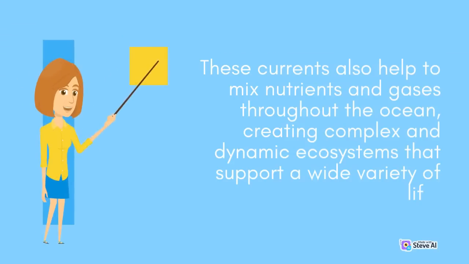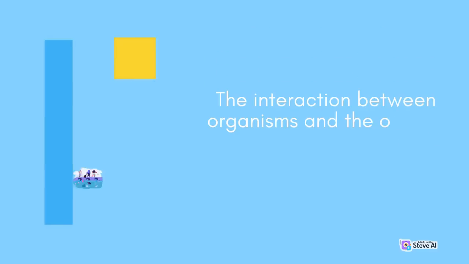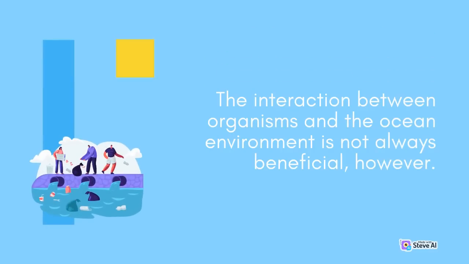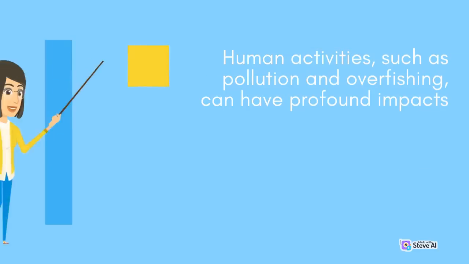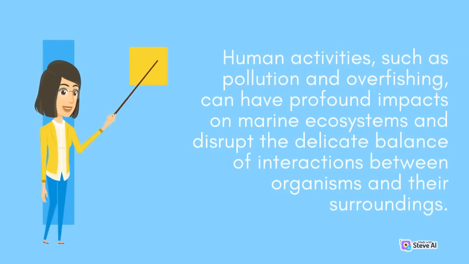These currents also help to mix nutrients and gases throughout the ocean, creating complex and dynamic ecosystems that support a wide variety of life. The interaction between organisms and the ocean environment is not always beneficial, however. Human activities, such as pollution and overfishing, can have profound impacts on marine ecosystems and disrupt the delicate balance of interactions between organisms and their surroundings.